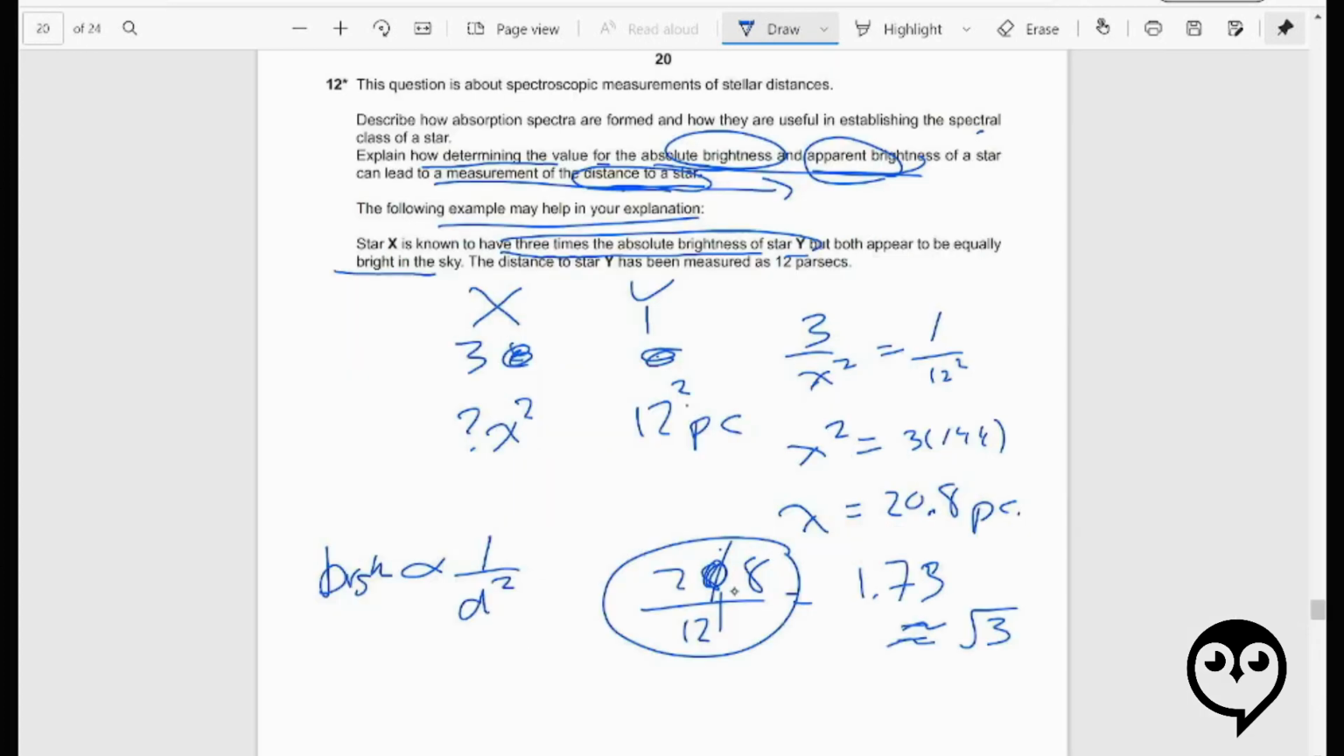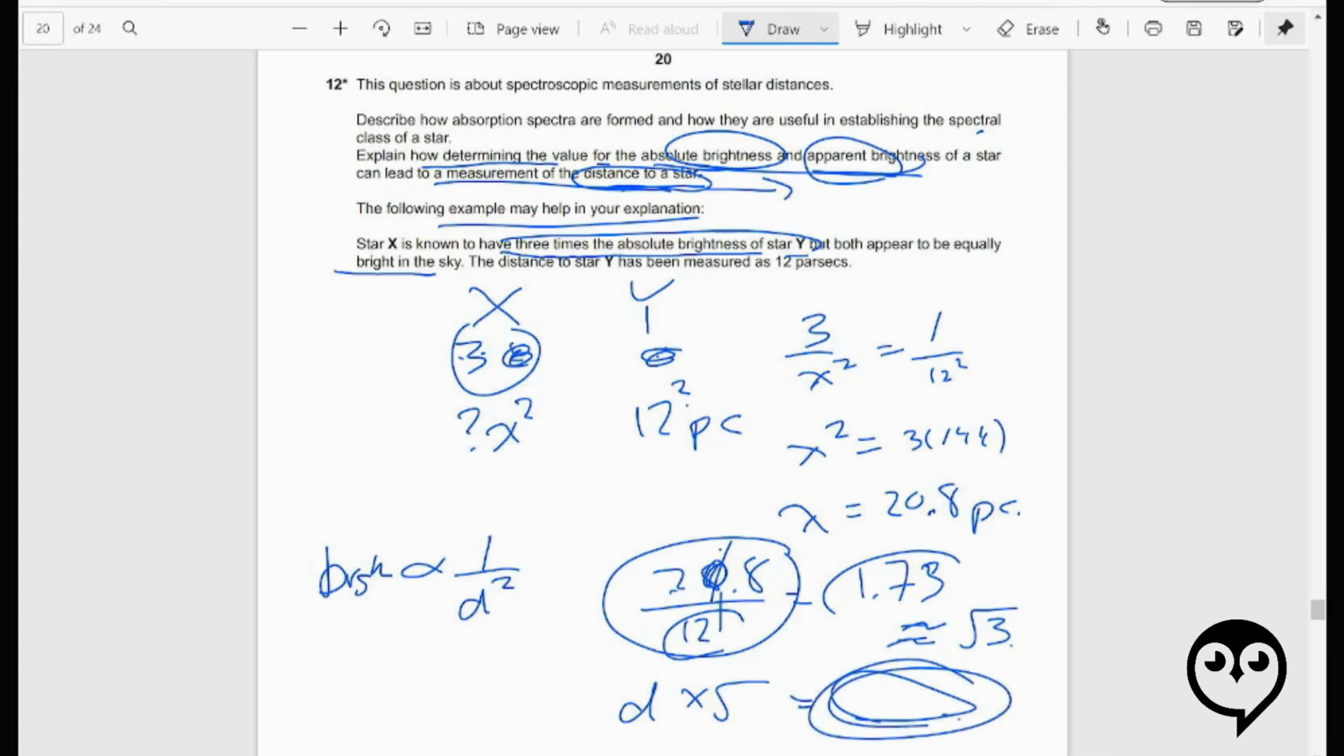I'd said 20.8 divided by 12, but if I did 12 times root 3, I've got it. Okay? So what you could do is take your distance times the square root of this factor for your brightness, how much brighter it is, and you could get the distance from that. That'll tell you how far away that star is, even though it's absolutely brighter, but still looks the same brightness as something else in the sky. It'll tell you what its distance is.